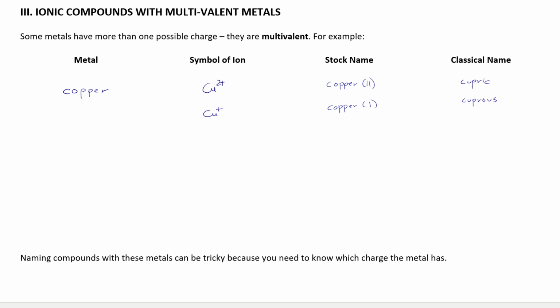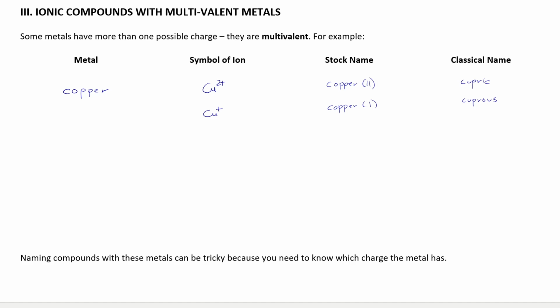As you can see, the Roman numeral in the stock name refers to the charge on the ion. So copper 2 is just copper 2 plus, and copper 1 is copper 1 plus. You'll see in a second how ic and us as suffixes in the classical name apply to multivalent metals.